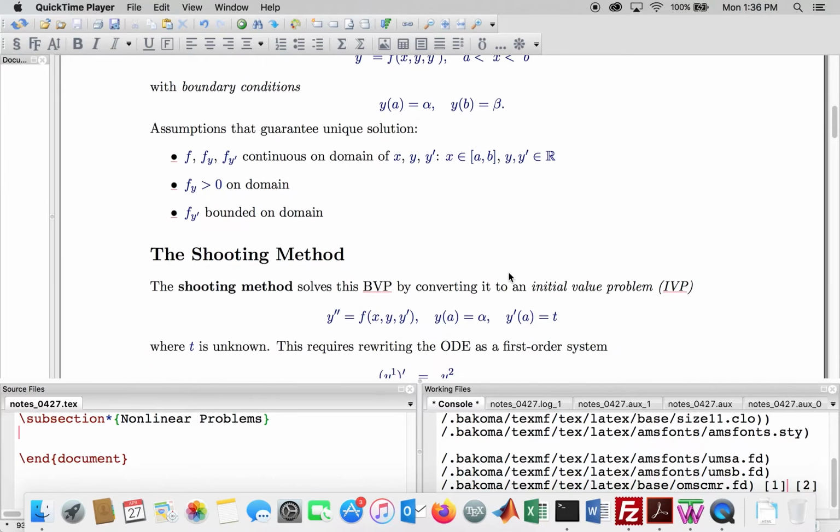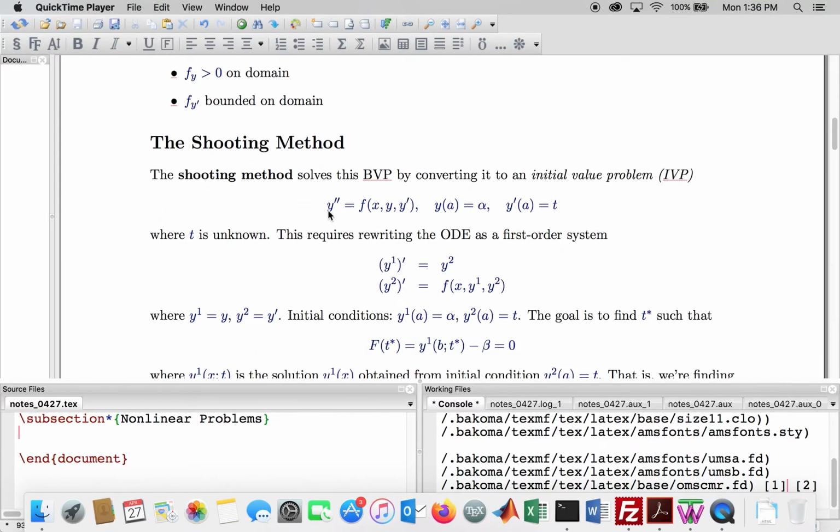method. So what the shooting method does is treat this boundary value problem as an initial value problem with these initial conditions, where we have to guess at the right value of t, the slope, so that we will satisfy the other boundary condition at x equals b. To solve such an initial value problem that's based on a second order ODE, we rewrite it as a first order system of ODEs.